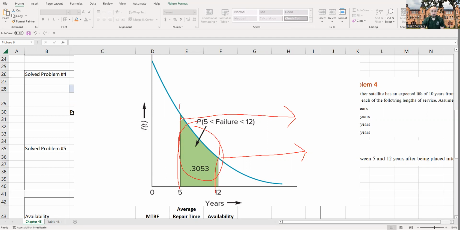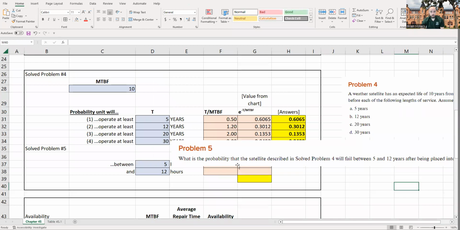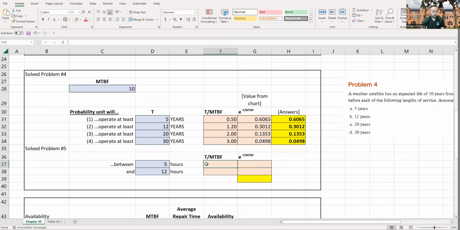But just know that if you have this time and you have this time, then that section in between is your probability of it lasting between 2 certain points. So what would that look like in this exact problem? Well, the chance of it failing after 5 years is right here.